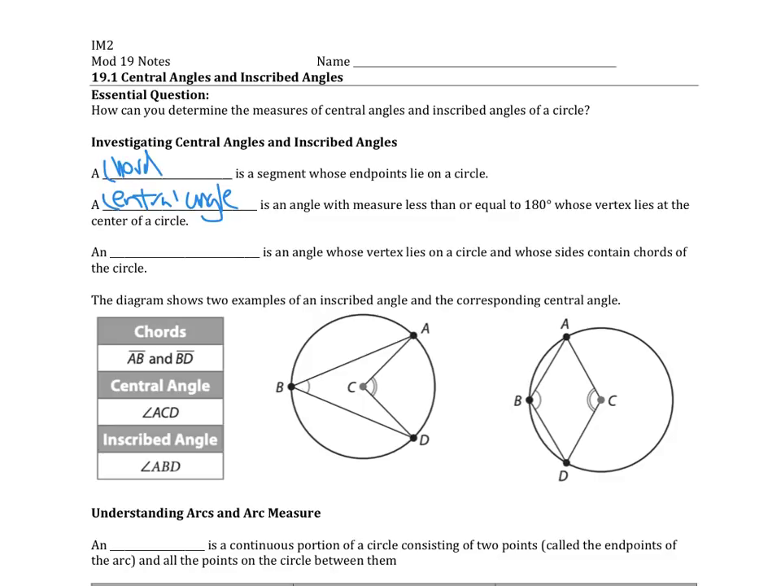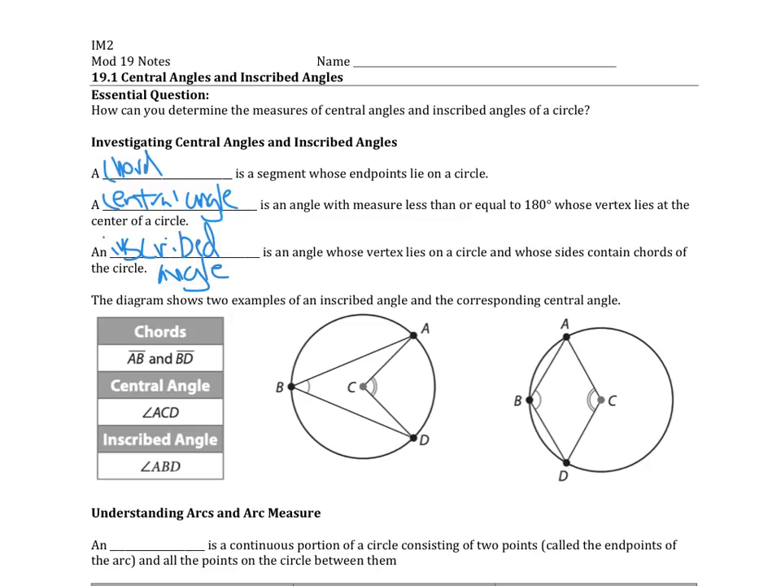And a blank is an angle whose vertex lies on a circle and whose sides contain chords of the circle. And so that is our inscribed angle. All right, so the diagram here shows two examples of an inscribed angle and the corresponding central angles.